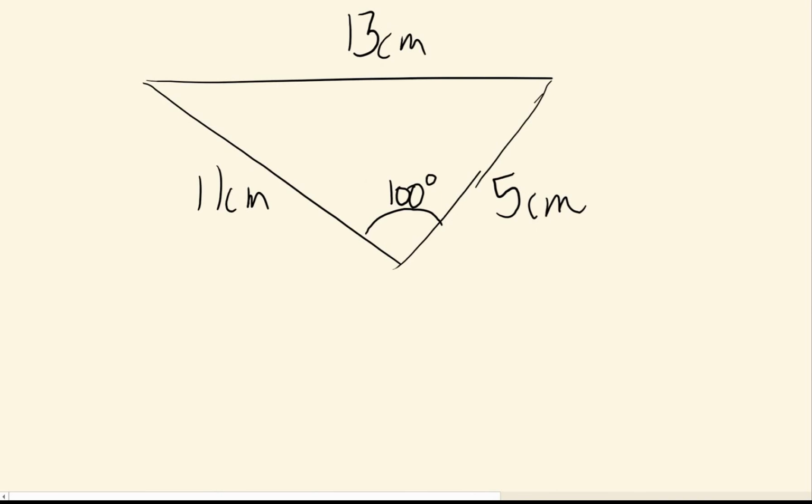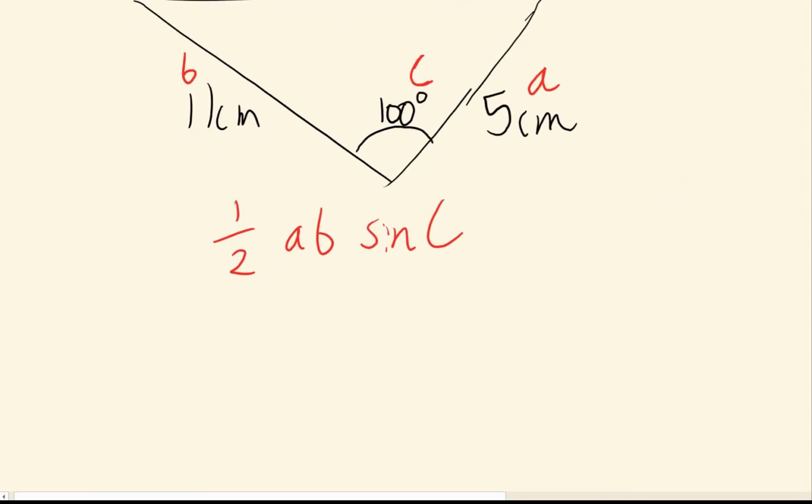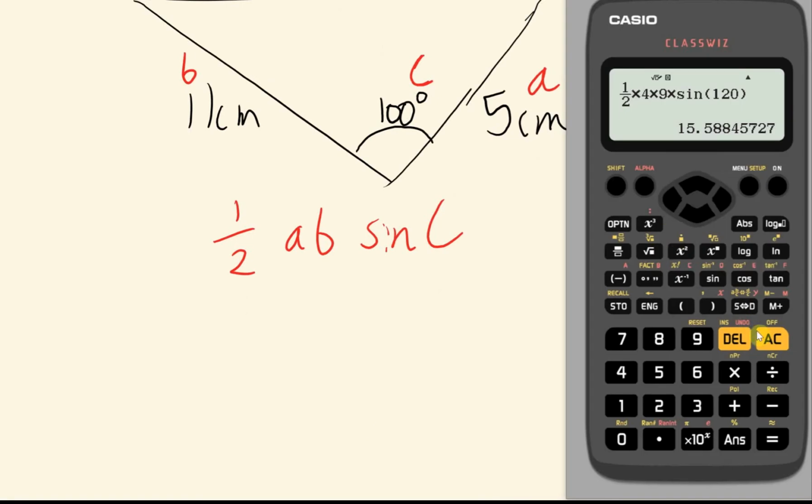One more example, the same idea. Formula is a half AB sine C. Again, it's going to be the two lengths and the angle in between them. That means this must be A and B, and this is angle C. So for this question, I didn't need the 13. So it's always the two lengths and the angle in between them. Then we just go straight to our calculator and plug it in.